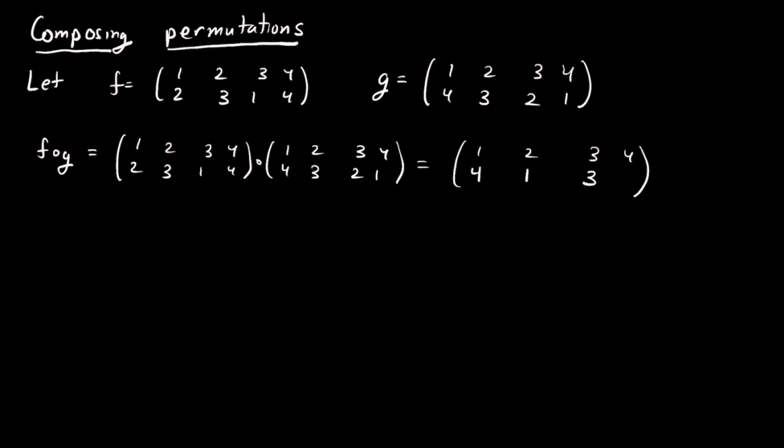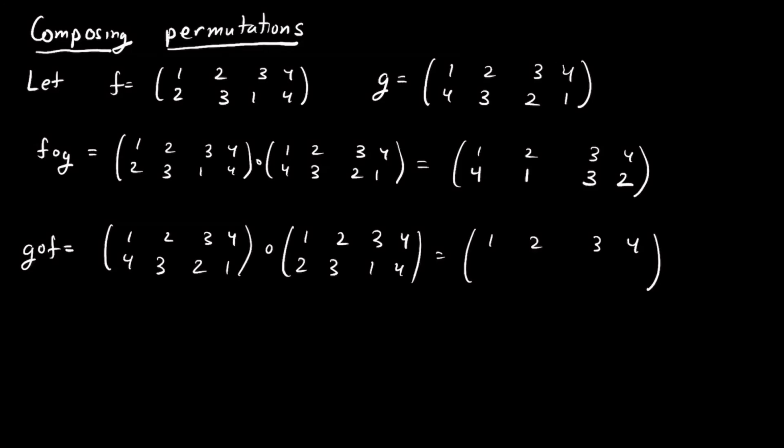So 3 ends up going to 3. And then finally, where does 4 go? 4 goes down to 1. And then 1, f sends 1 to 2. So in the end, 4 gets sent to 2. And I've written down this new bijection. So the composition of these two permutations, f composed with g, is this new permutation 4, 1, 3, 2.